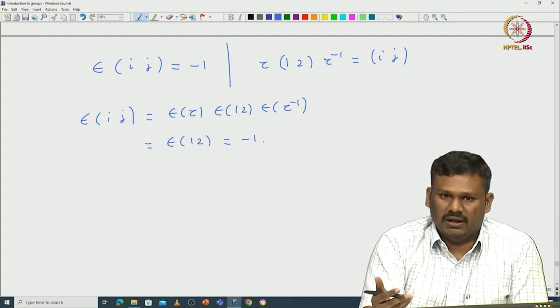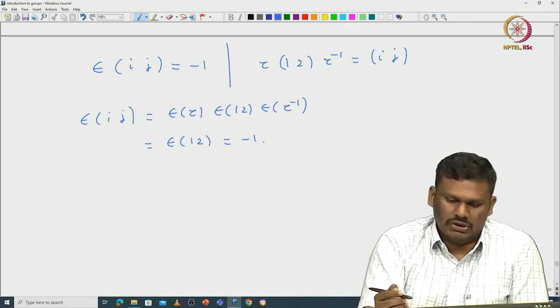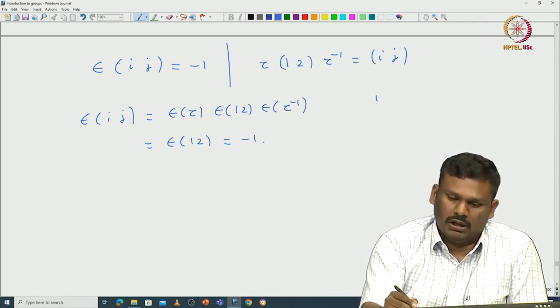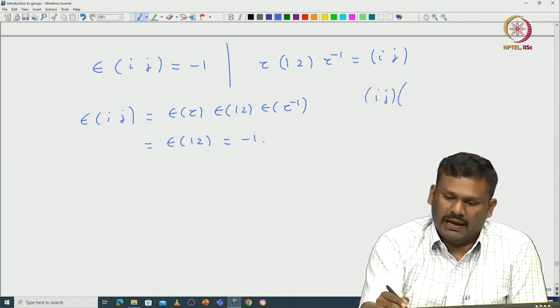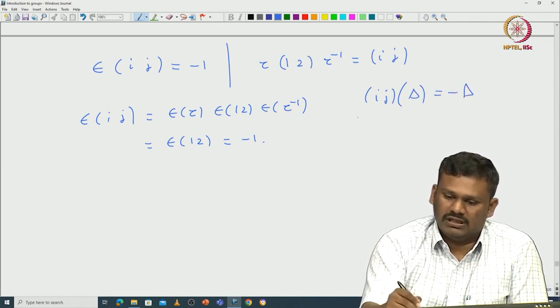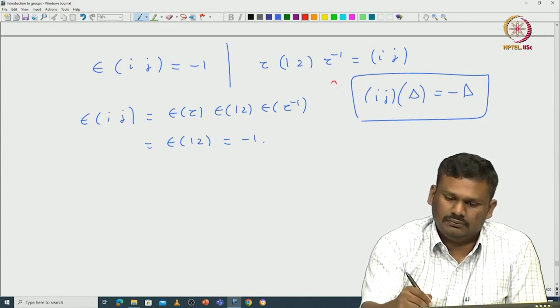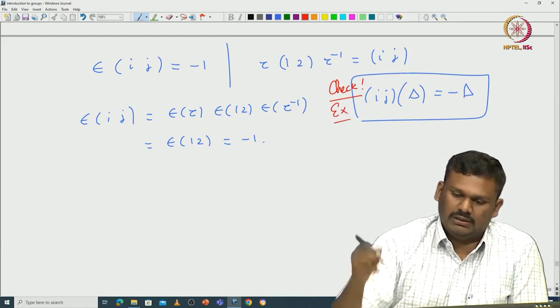So this is another way of computing what epsilon of ij is. But I urge you to just use the definition directly. So you compute how this ij acts on delta, and then you try to prove it is exactly minus delta. This is an interesting exercise that you can do directly.